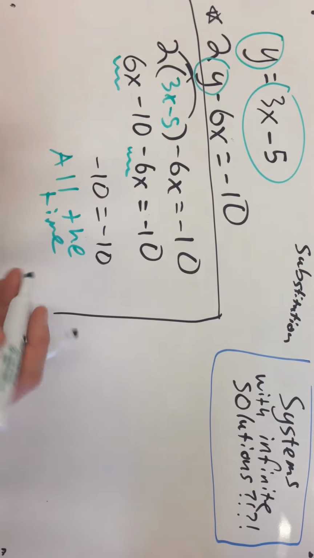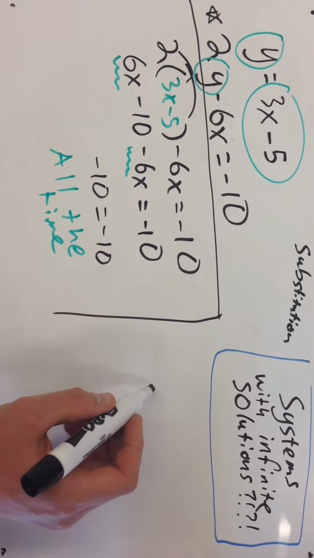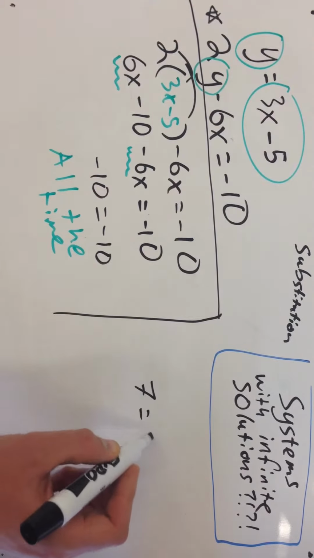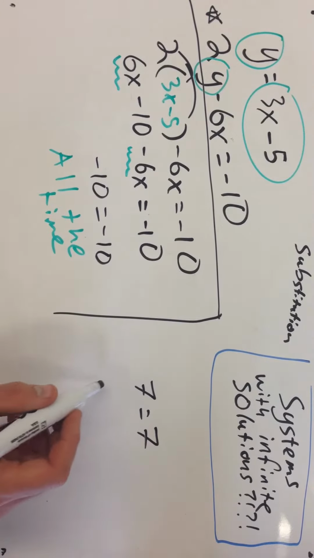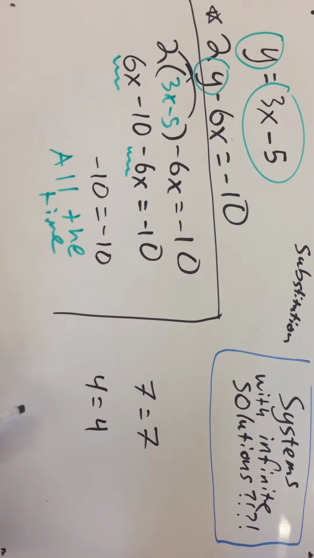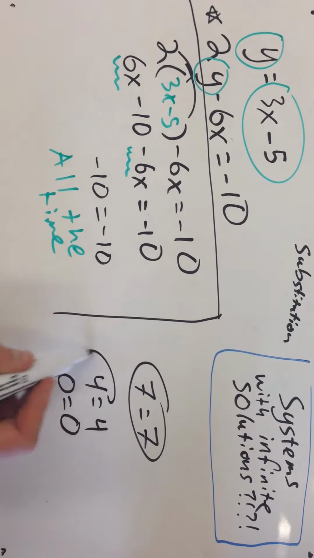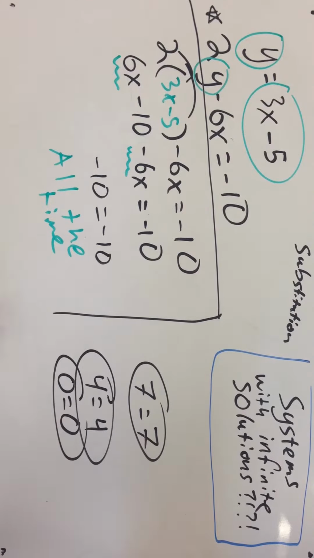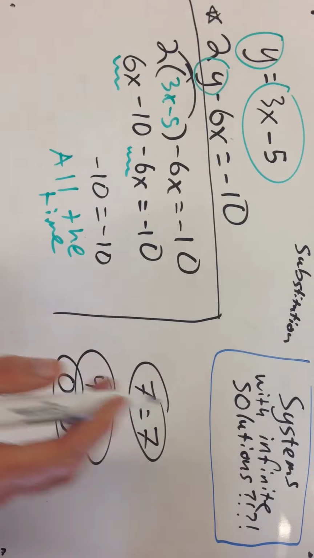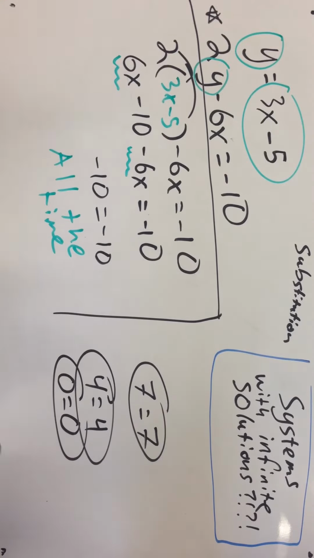If we would have came all the way down this problem and gotten to a statement like 7 equals 7, or 4 equals 4, or even 0 equals 0, these are true all the time. Right? And that's going to let us know that we have infinite solutions. And that's actually the correct answer here. You don't need to say like, oh, x could be anything, y could be anything. This is a system where there's infinite solutions. And that's how you write it out.